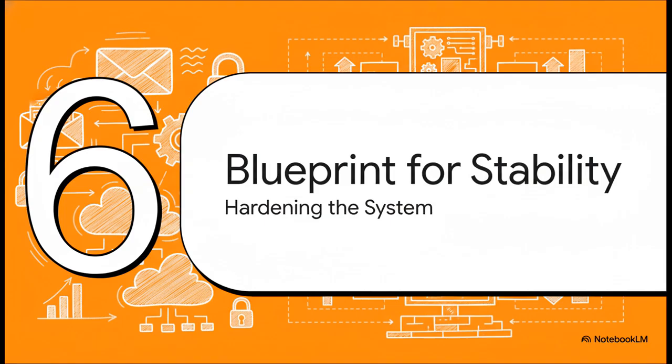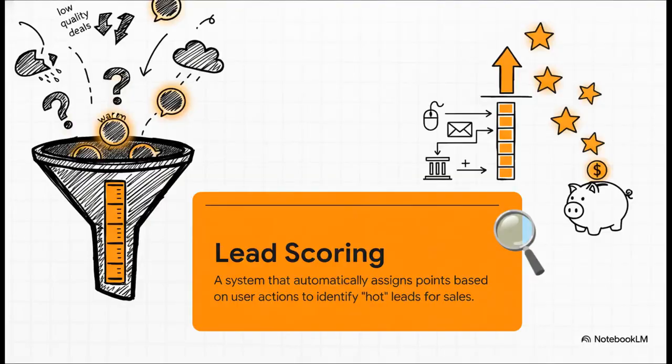Okay, so we've mapped the entire system, and we've identified the key risks in email deliverability, automation logic, and data integrity. Now let's bring it all together into a blueprint for creating a truly stable, scalable machine. A huge fear for this agency was flooding their sales pipeline with a ton of low-quality deals. The solution for that is lead scoring.